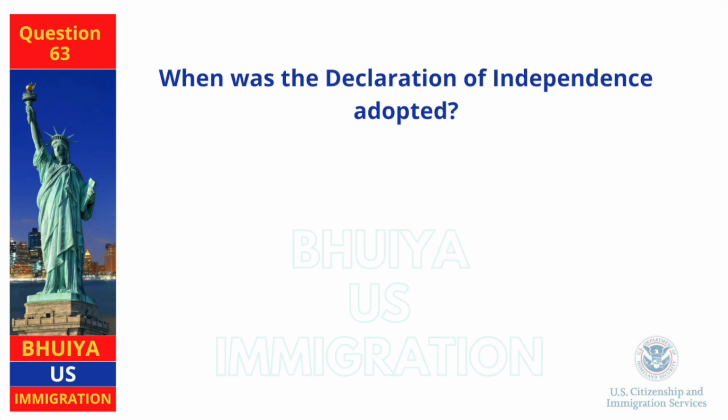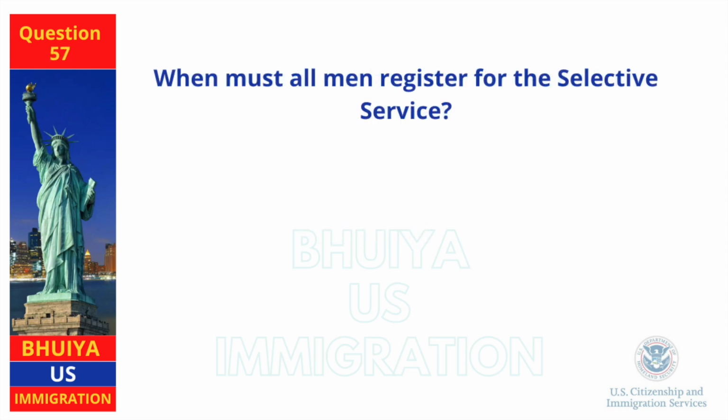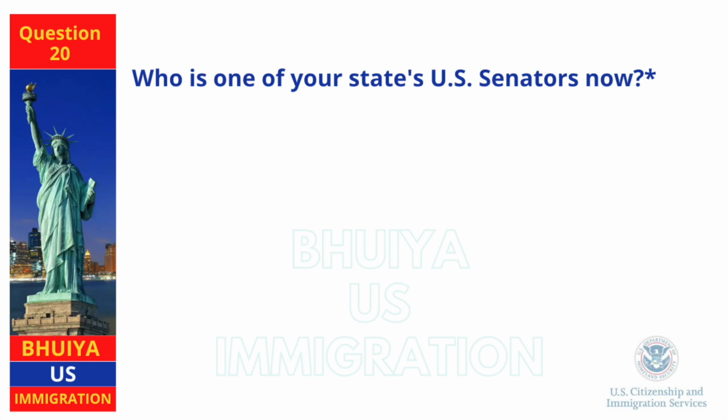When was the Declaration of Independence adopted? 4 July 1776. When must all men register for the selective service? 18. Who is one of your state's US senators now? This answer will vary.